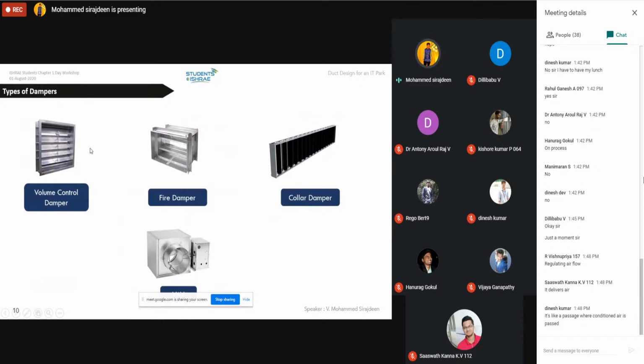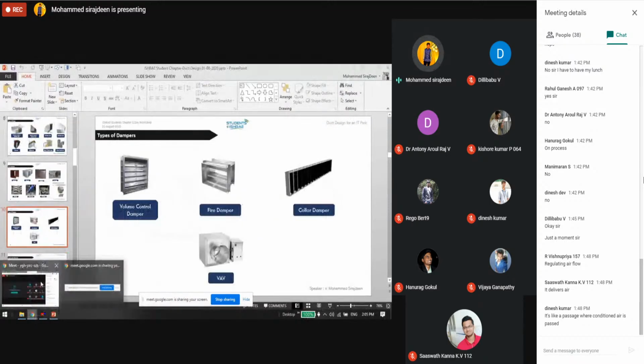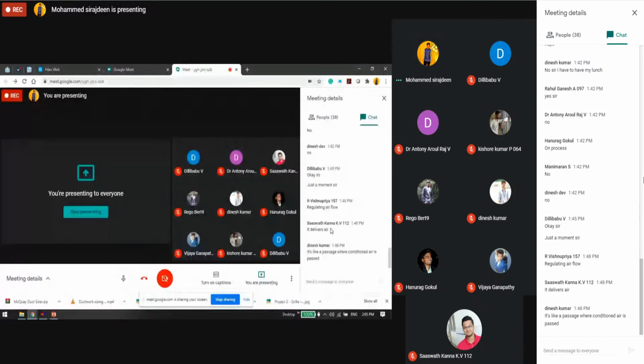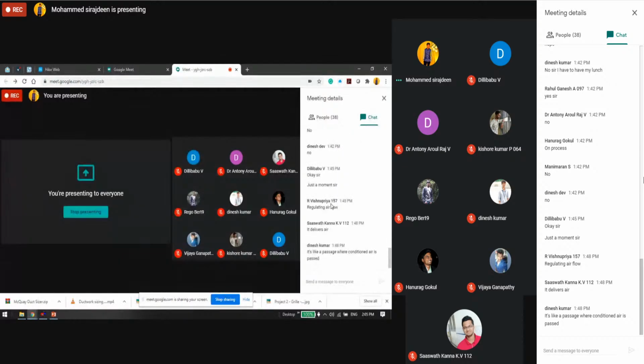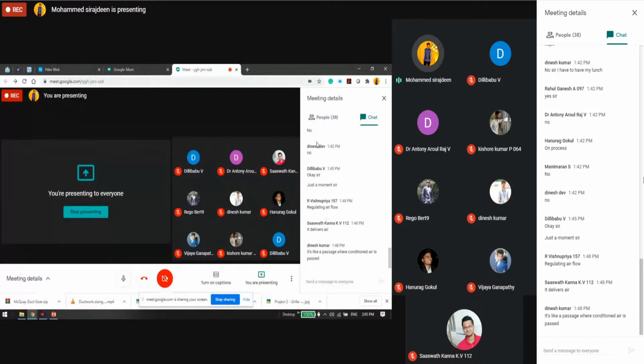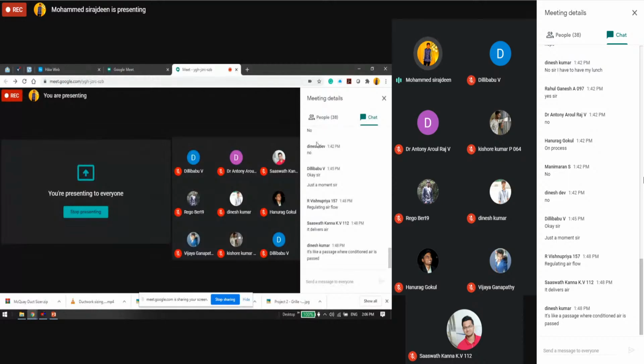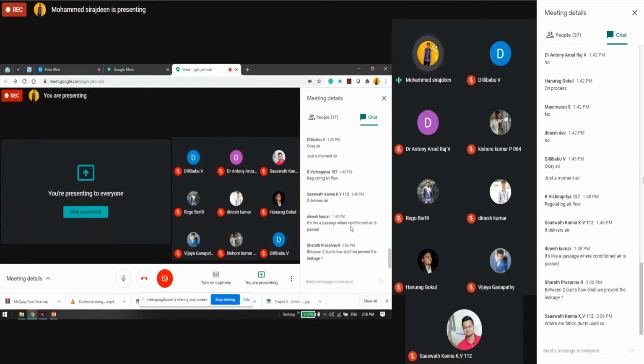Then there are types of dampers. I'm simply running through this. I just want to know if any question has been raised. Okay, no questions. If you have any questions, as of now, you can ask. Is it understood, or if you have any queries, you can ask, or else I will go on. So no questions. I will just proceed.